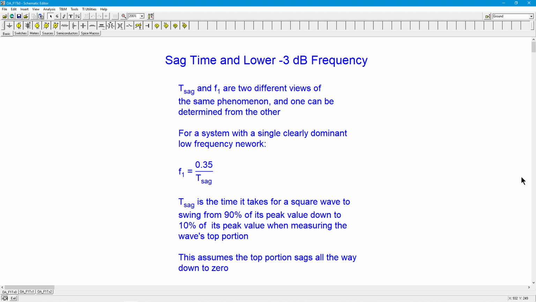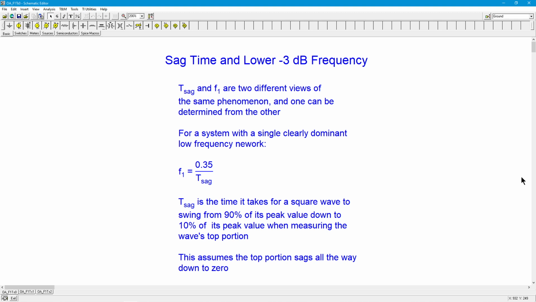All right? So you have a system with a single clearly dominant low frequency network, you can show that F1, the lower frequency limit, would be equal to 0.35 divided by the sag time. And I have a proof of this in the text that looks at rise time, but it's essentially the same proof when you look at the sag time.